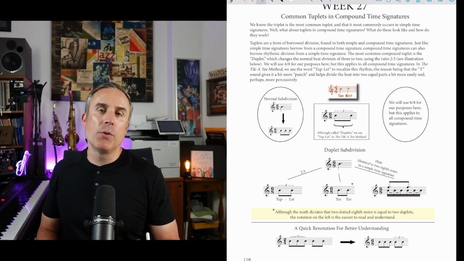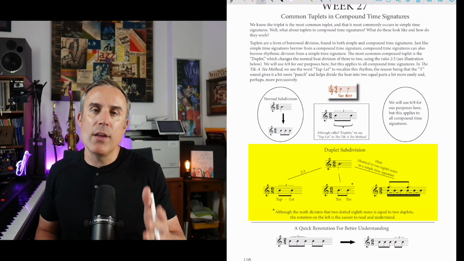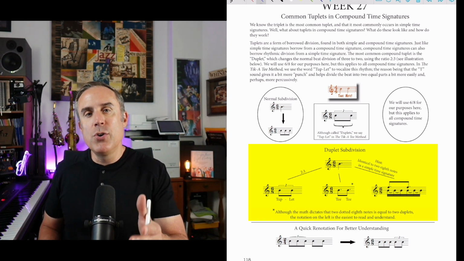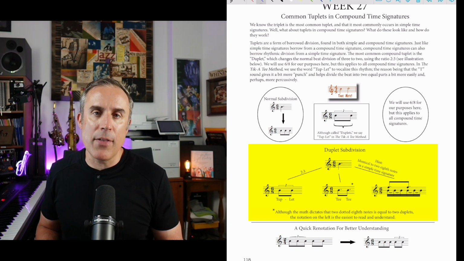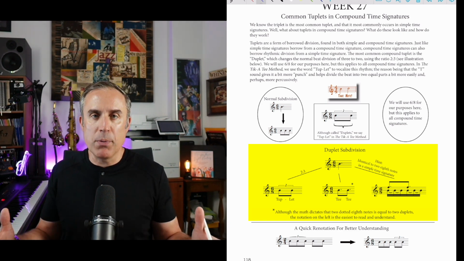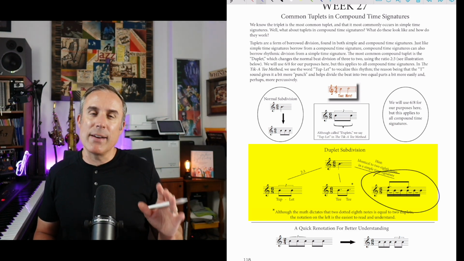Moving to the math of duplets towards the bottom of this diagram, this actually shows another way that duplets could be notated in 6/8, for example, as 2 dotted eighth notes beamed together. That is the equivalent to that 2:3 ratio of duplets. Why does that work out? Let me show you the math by looking at this right-hand example here.